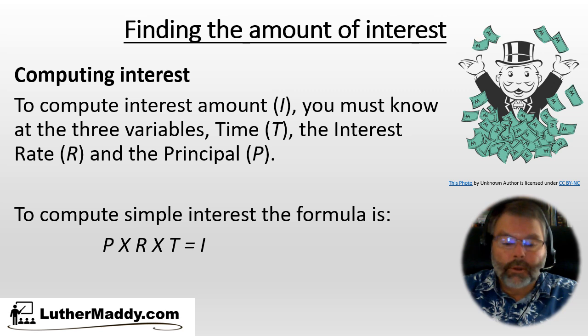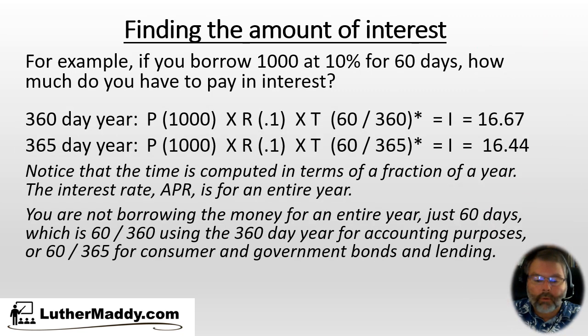And the formula to compute interest is going to be the principal, P, times the interest rate, which we designate with an R, times the time. That will then equal the interest. And we'll show you how that works in the next slide. Well, here we go. We're going to find the amount of interest.